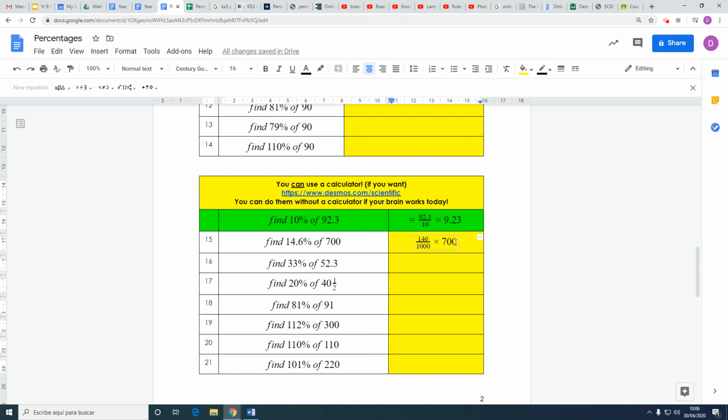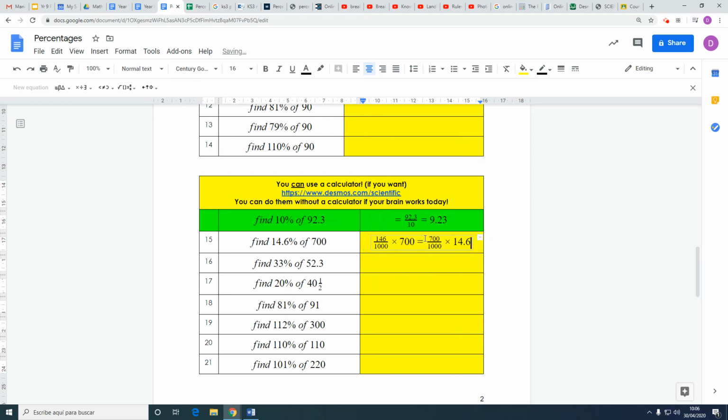And then we can say that equals another fraction, 700 over 1,000 times 14.6. I'll make that column a bit wider. So 700 over 1,000, what's that? Well, we can kill two zeros on the top and we can kill two zeros on the bottom. So we could probably do that in our heads and we don't need the calculator.